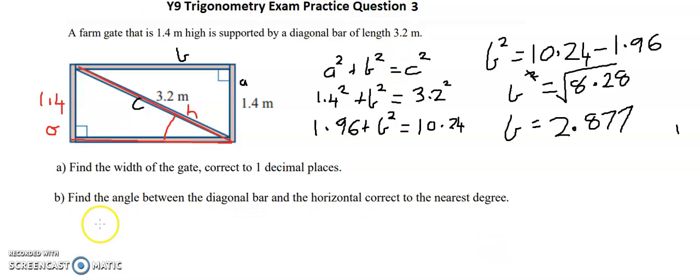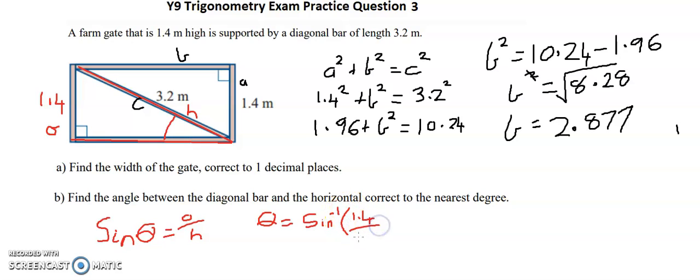So I'm going to have sine alpha is equal to opposite over hypotenuse, and I need to get my angle by itself, which means I'm going to do the inverse. So the angle is equal to sine inverse, inverse of sine, of my opposite, 1.4, over my hypotenuse, 3.2. And that tells me that my angle is equal to 25.94.